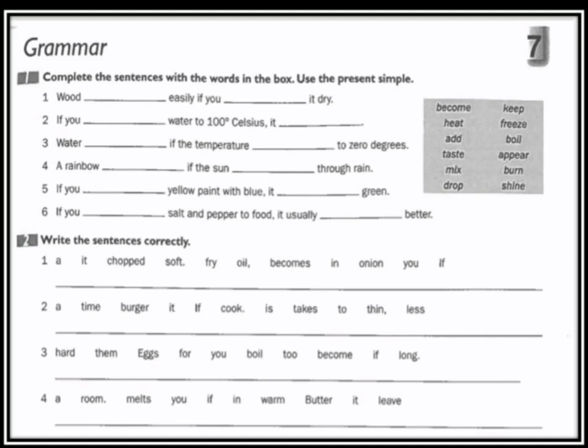The correct sentence is if a burger is thin, it takes less time to cook. And number 3. What is the correct sentence? The correct sentence is eggs become hard if you boil them for too long. And finally, sentence 4. What is the correct sentence from these words? The correct sentence is butter melts if you leave it in a warm room.